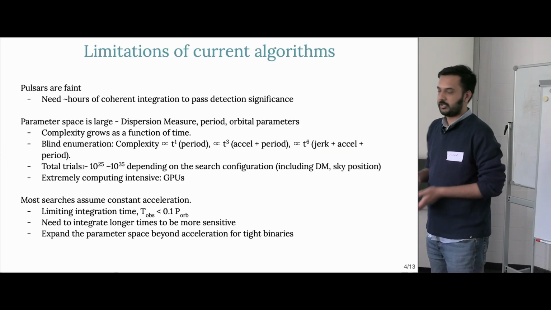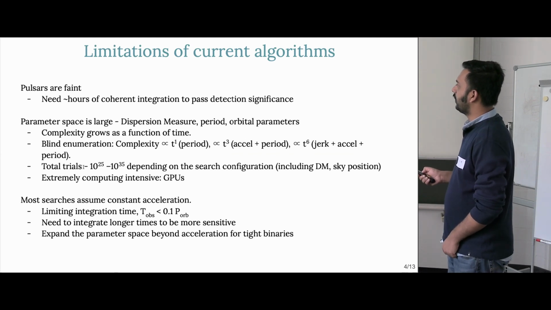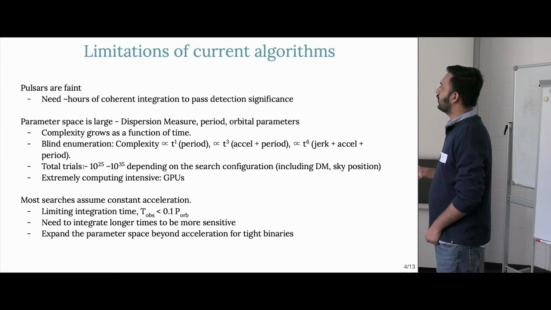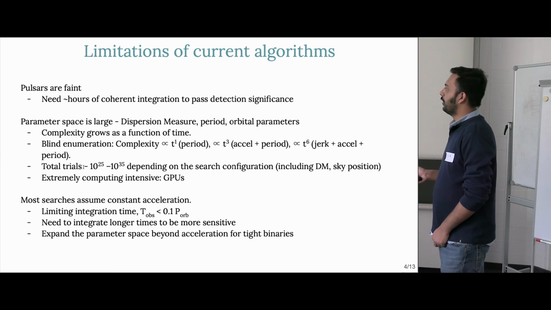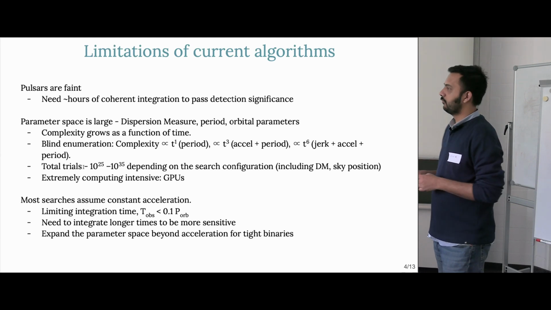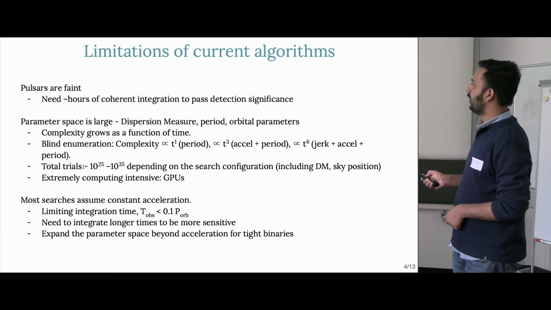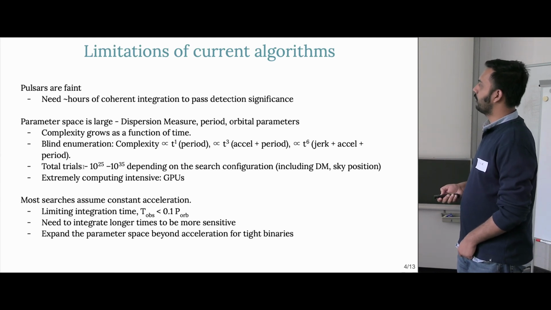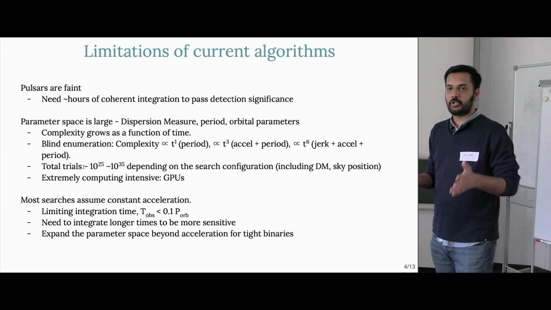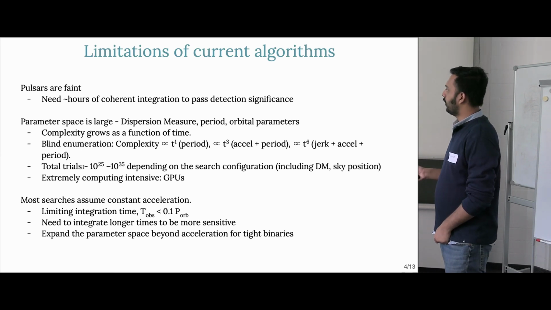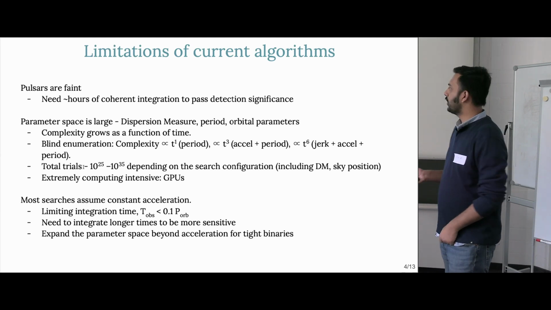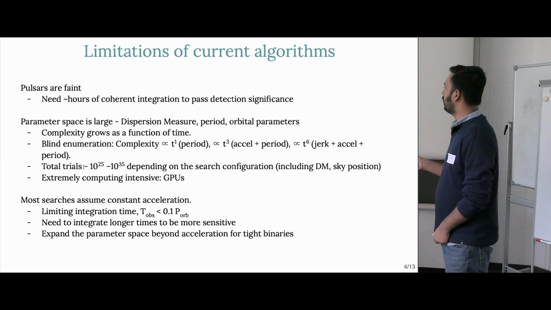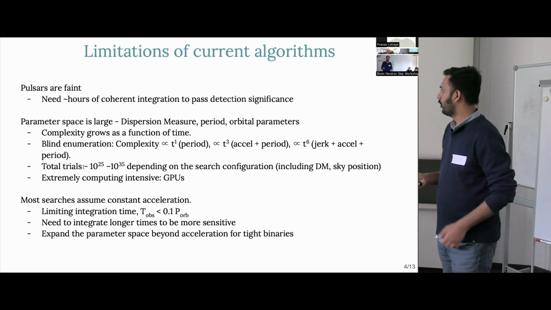What are the limitations of the current algorithms? Pulsars are faint, so obviously we need hours of coherent integration to detect something, but the parameter space is large. We have the dispersion measure first, then the period, and then the other orbital parameters. The complexity grows as a function of time, and we are doing a blind enumeration over all the options. Depending on the configuration setup we are using for our search, the complexity grows as t to the power k, where k would be 6 for a jerk search.